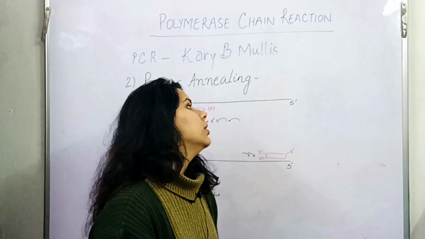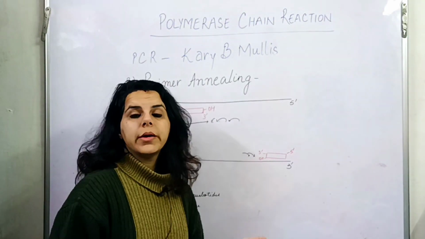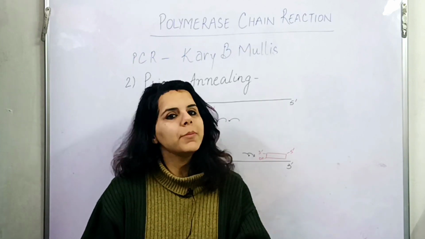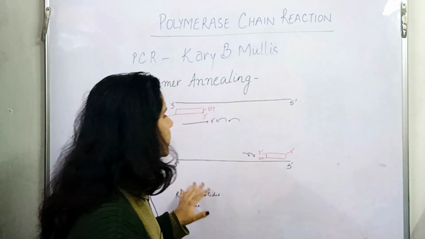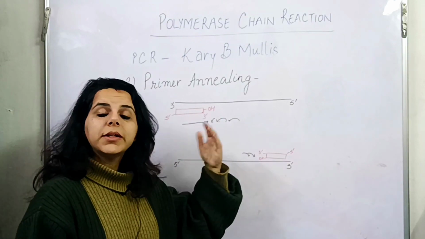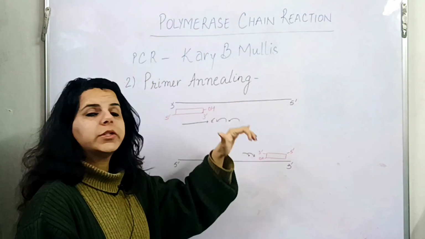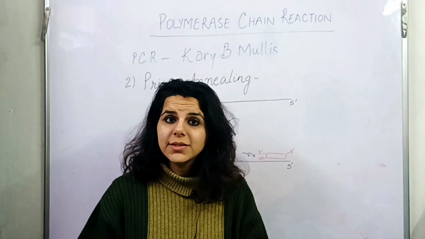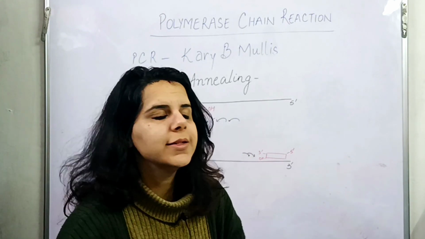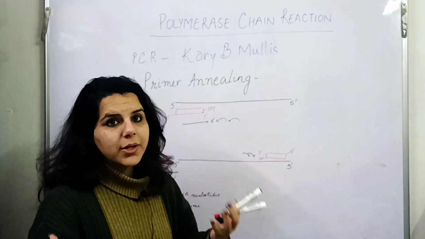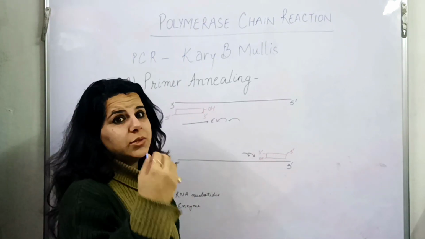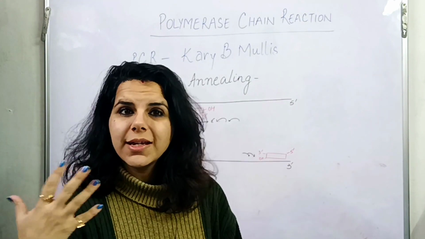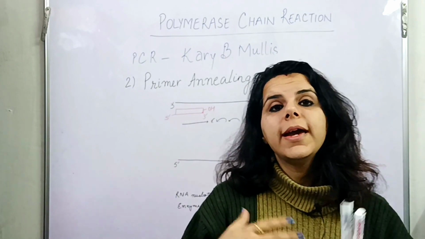So what are the things that we require for primer annealing? Number one, which is very evident, is the primer itself. We need RNA primer to be attached to the strands of the DNA. Why? Because we want to synthesize more DNA strands. Unless we have the primer, we are not able to synthesize new DNA. Apart from the primers, we need certain other enzymes that are going to help the complete process.